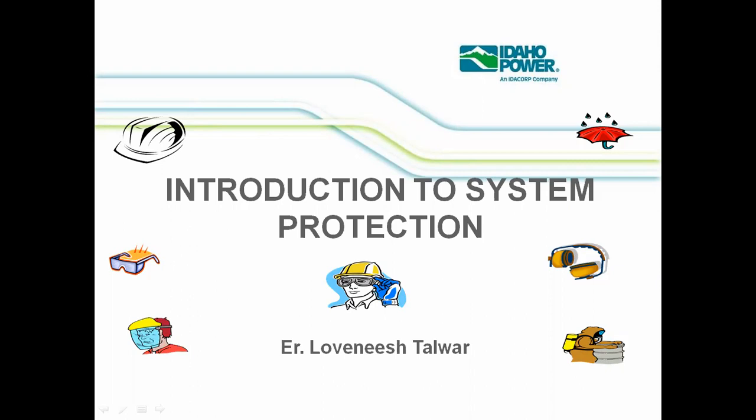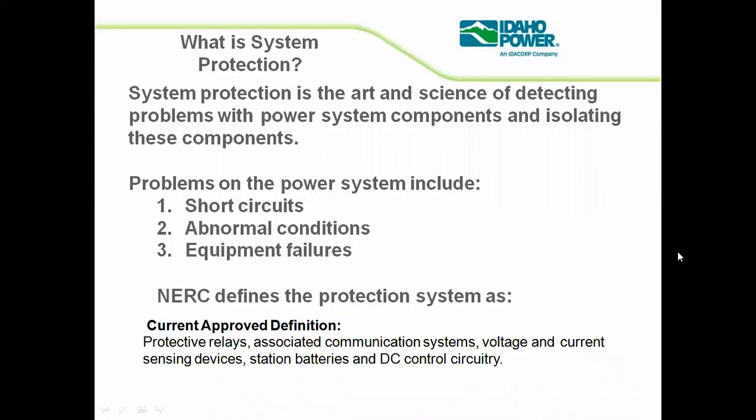In the coming lectures or slides, you will see what the various equipments are that we can use in the generating part, the transmission part and the distribution part, and what the various protection devices are that we can use in generation, transmission, as well as distribution. So if I quickly say what system protection is: system protection is the art and science of detecting a problem with a power system component and isolating these components.